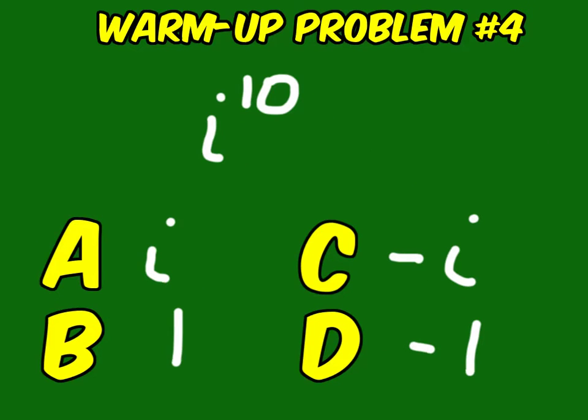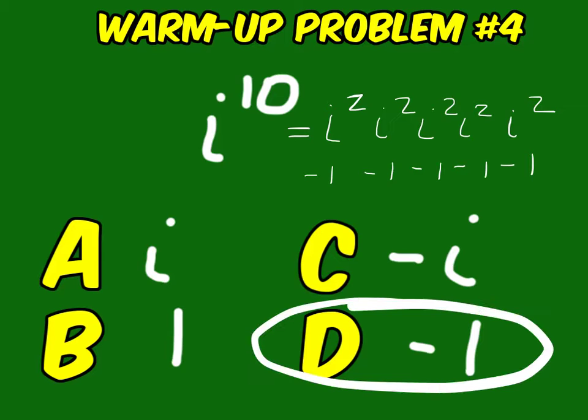Number 4. You can break this up as I to the 2nd, I to the 2nd, I to the 2nd, I to the 2nd, and I to the 2nd. Each one is a -1. You have an odd number of negatives, so the answer is -1, D.